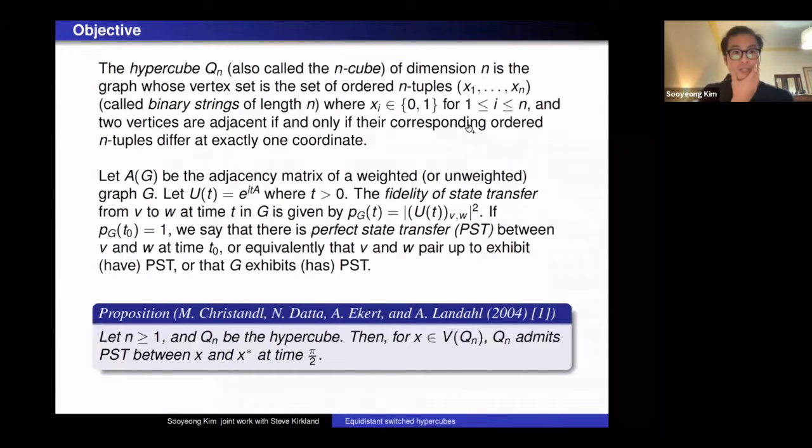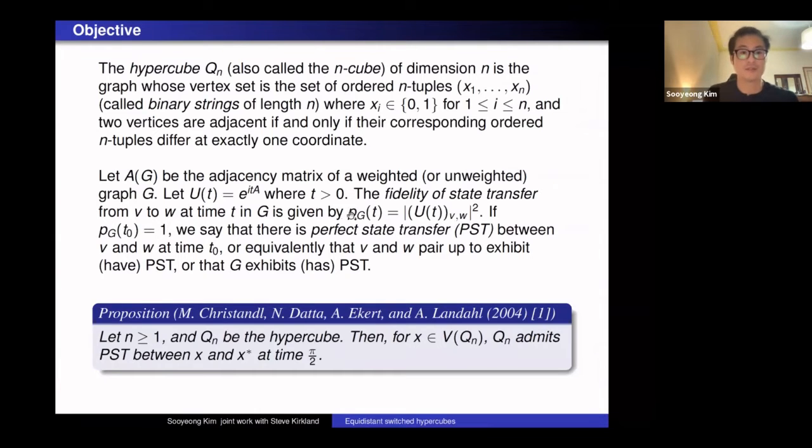This is our objective. The hypercube is the graph whose vertex set is the set of binary strings, and their adjacency is given by two binary strings differing at exactly one coordinate. Here we use the following definition for PST. A of G is the adjacency matrix of the weighted graph.